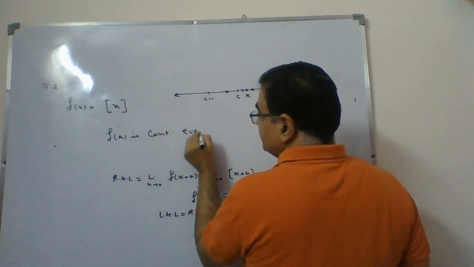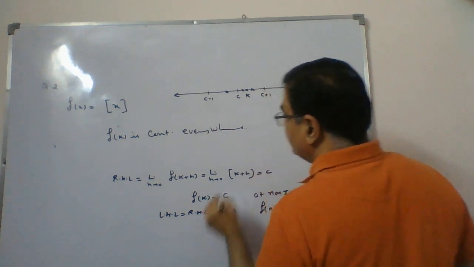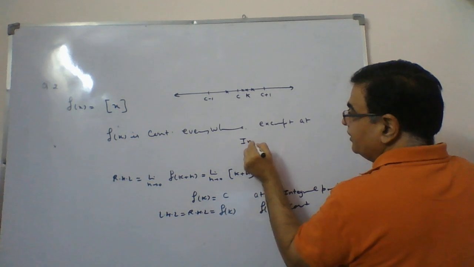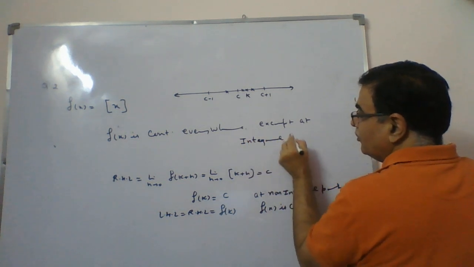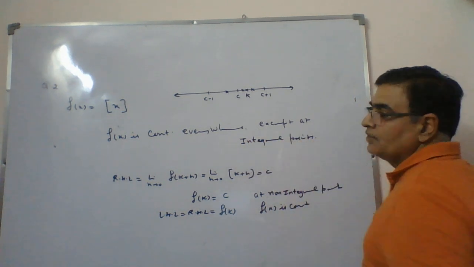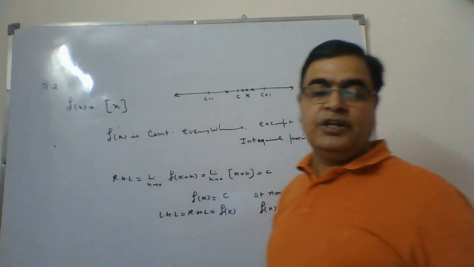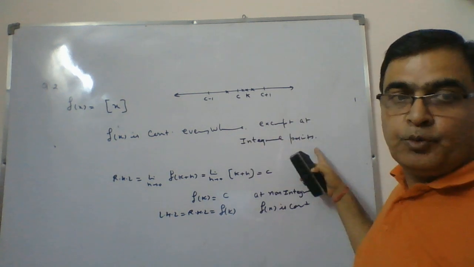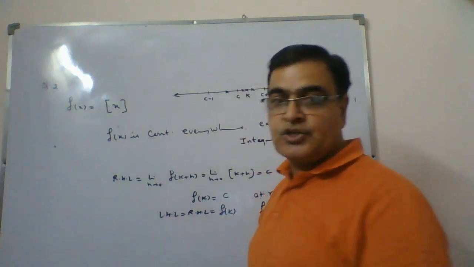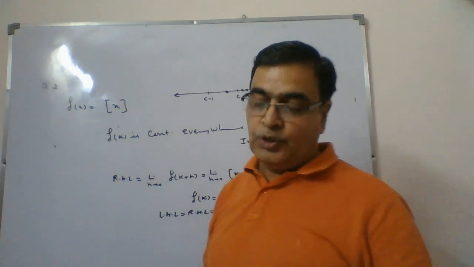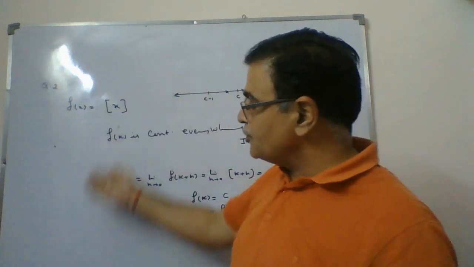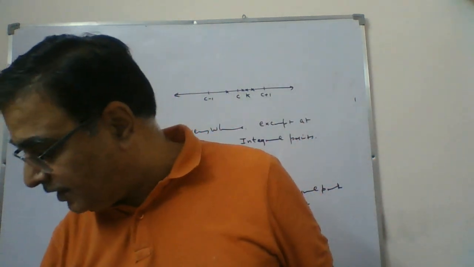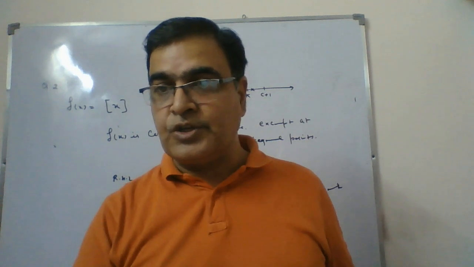continuous everywhere except at integral points. Except at the integral points, this function is continuous. So f(x) is continuous everywhere except at integral points. So this will be the question they can give when f(x) is equal to the greatest integer. If some function is given in general, we'll take some point c and x, then we can do the question. Now coming to the next question.